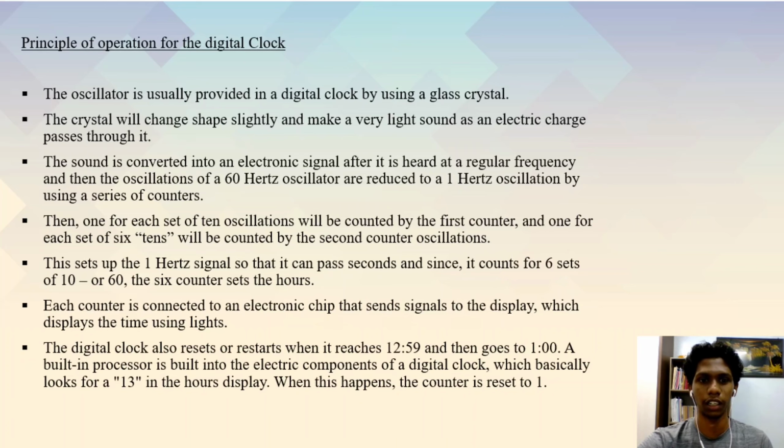This sets up the 1 Hz signal so that it can pass seconds, and since it counts 6 sets of 10, or 60, the 6th counter sets the hours. Each counter is connected to an electronic chip that sends signals to the display, which displays the time using lights. Finally, the digital clock also resets or restarts when it reaches 12:59 and then goes to 1. A built-in process in the electronic components of the digital clock basically looks for 13 in the hours display. When this happens, the counter is reset to 1.